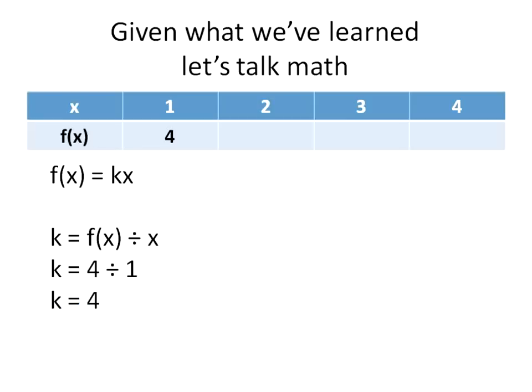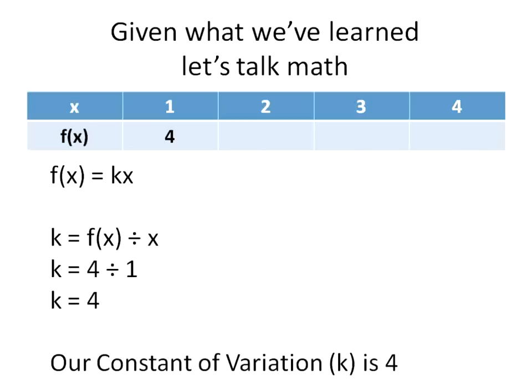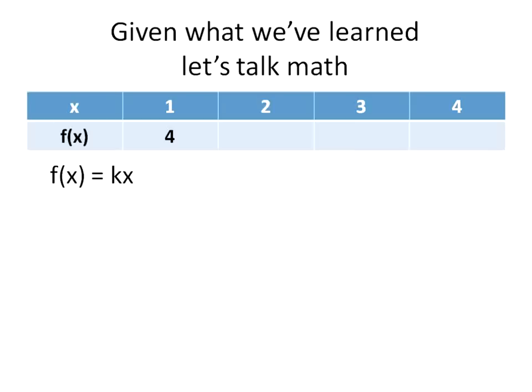So now that we have our constant of 4, we can solve each of these and fill in the table. Because our constant value, k, is 4, we can take our original equation, f of x equals k times x, and just make it 4 times x. And then we'll just substitute. Remember, these x values are the input values. So we plug them into the function, and our output is our function at x.